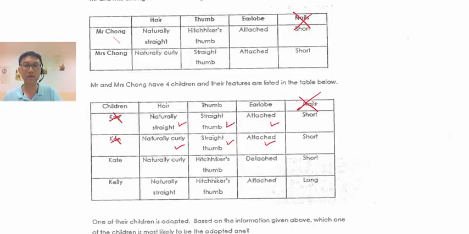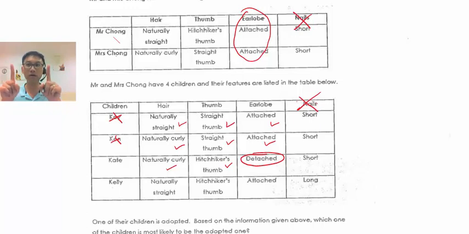Let's look at Kate. Kate, naturally curly from the mother, hitchhiker's thumb from the father. Now, but look here. Kate has detached earlobes. Is it possible for Mr. and Mrs. Chong's children to have detached earlobes? Look at the earlobes. Both have attached earlobes. So if both have attached earlobes and the traits come from either one of the parents, whoever gives you the trait, the children will definitely have attached earlobes.